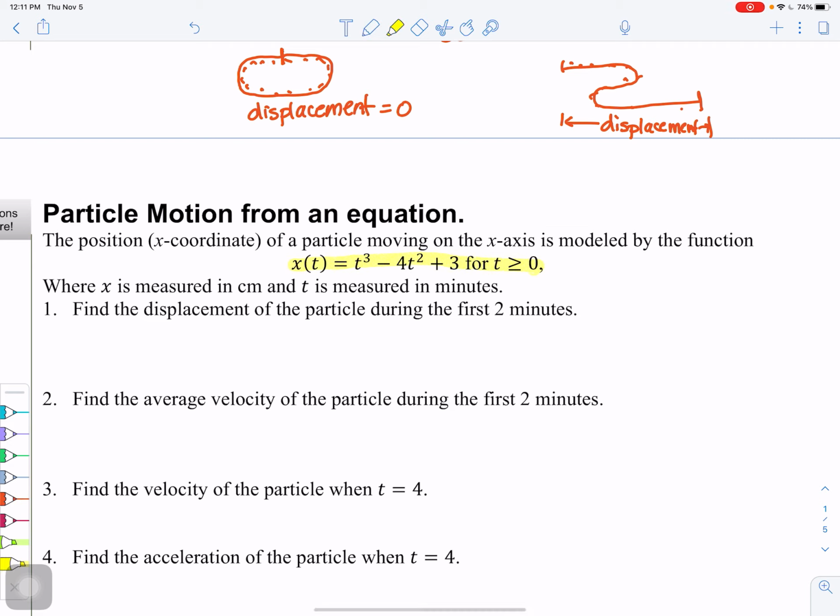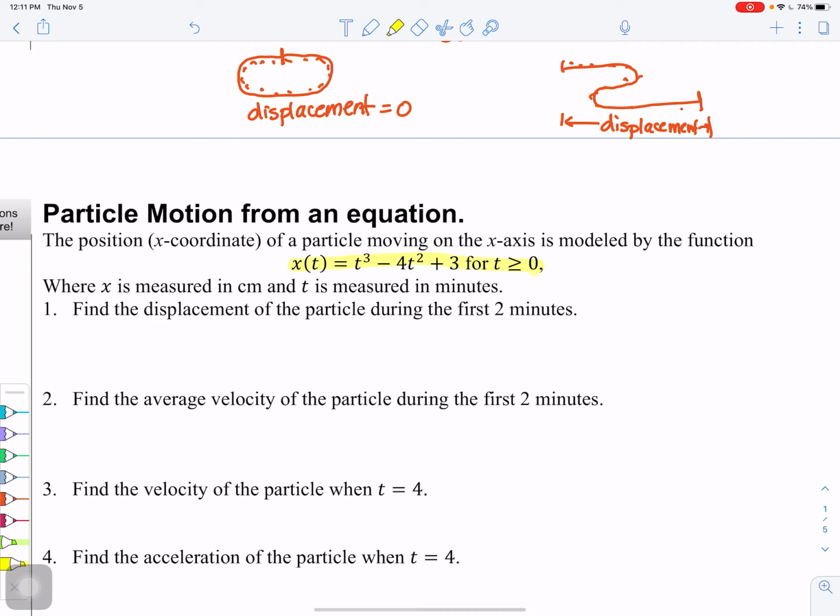Okay, find the velocity of the particle when t is 4. We first have to find v of t. And v of t is going to be the derivative of our position function. And that's equal to, taking a look at it, 3t squared minus 8t. So v of t is 3t squared minus 8t. And that's what you'll end up writing. I just wanted to make sure you saw this relationship.